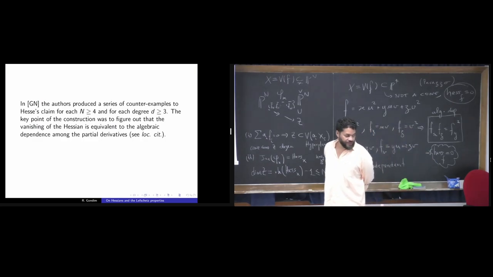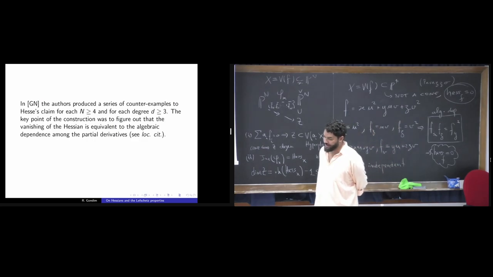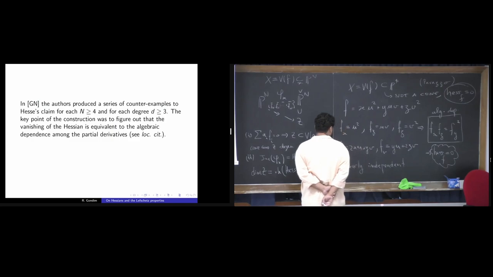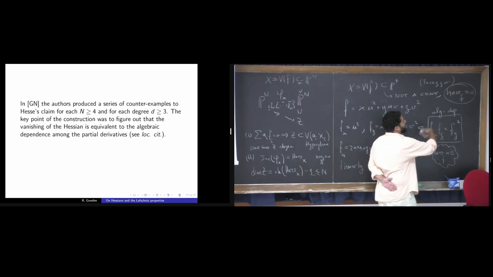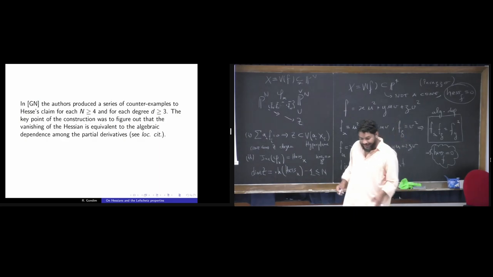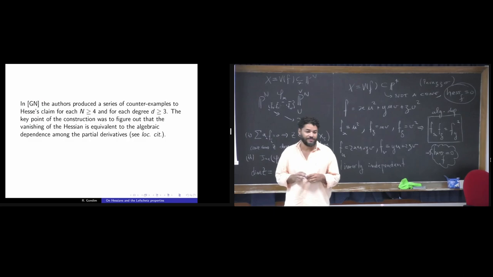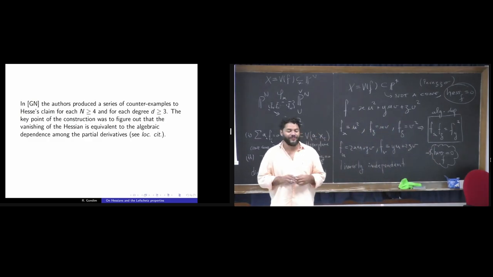In the same paper, Gordan et al. produced a series of counterexamples to Hesse's claim in every dimension n greater than or equal to 4, and every degree d greater than or equal to 3, always using what we call the Gordan-Noether criterion. The vanishing of the Hessian is equivalent to algebraic dependency among the partial derivatives. This is the main idea. They were very interested in constructing lots of such examples in order to try to classify all the counterexamples, so they defined a series of families of forms with vanishing Hessian.